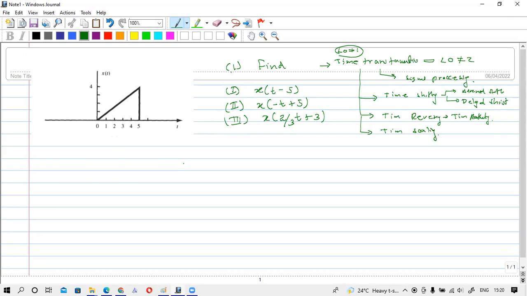In time scaling also we have come across two cases.